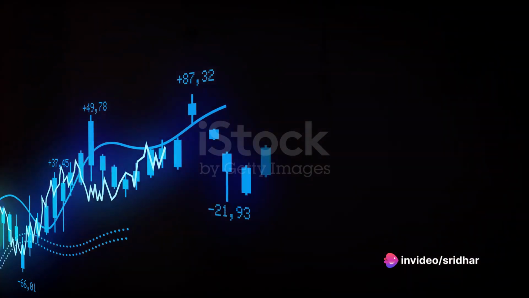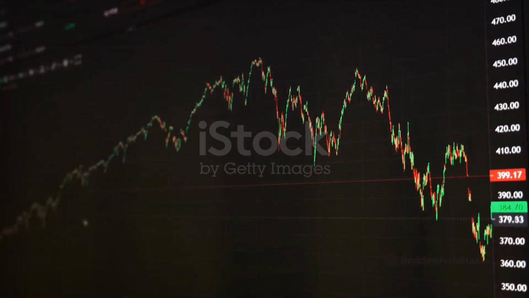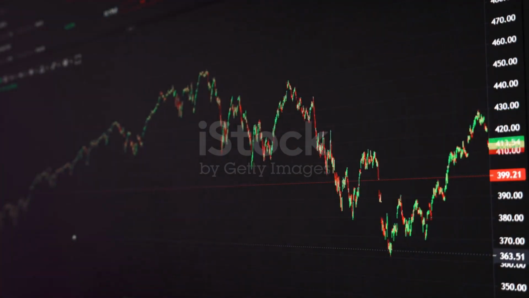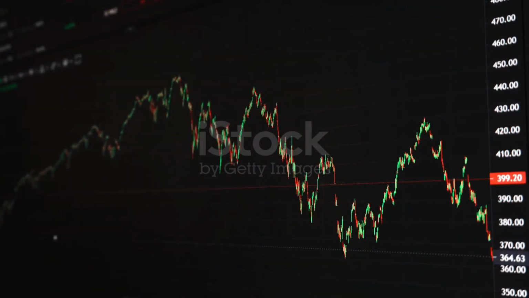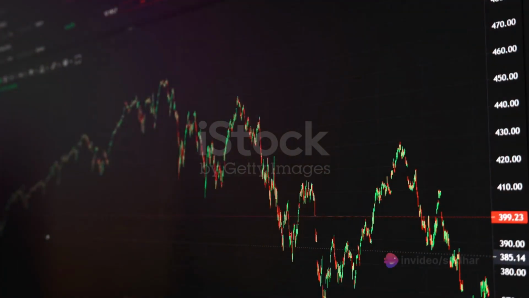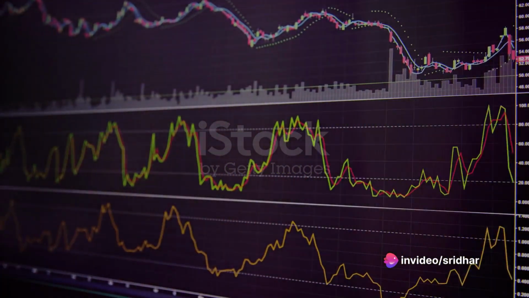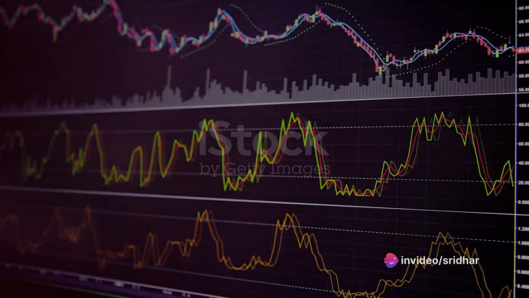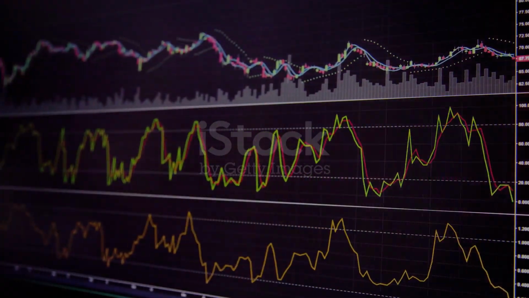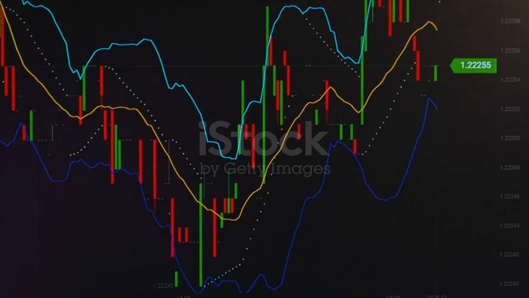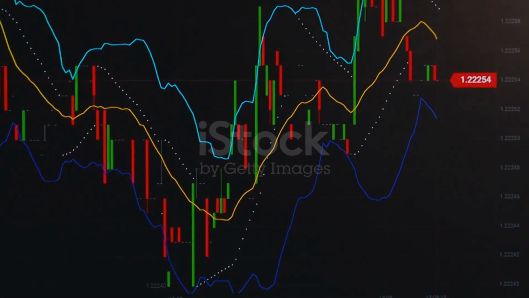This is arguably the most crucial part of the process. The data generated from the backtest will give you insights into the performance of your trading strategy under different market conditions. It will show you the number of winning trades, the number of losing trades, the average profit or loss per trade, and the maximum drawdown, among other important metrics.